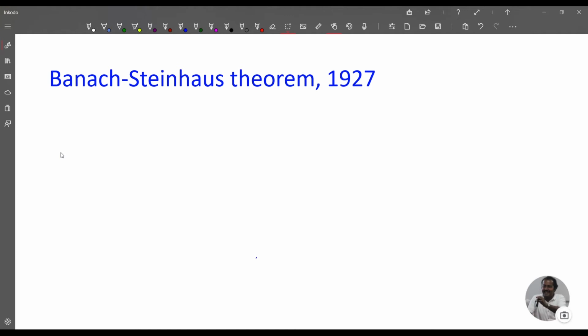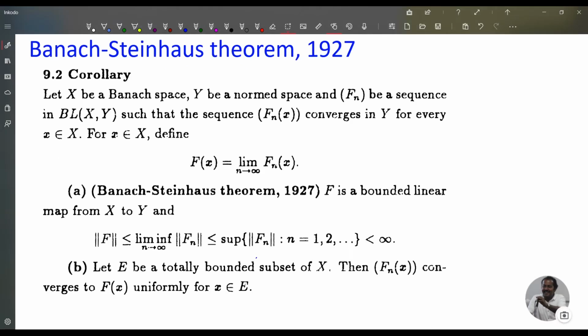In today's functional analysis class, we are going to discuss the Banach-Steinhaus theorem. It is actually a corollary to Theorem 9.1, the uniform boundedness principle. It states: let X be a Banach space, Y be a normed space, and Fn be a sequence in BL(X, Y) such that the sequence Fn(x) converges in Y for every x in X. And for x in X, define f(x) equal to the limit as n tends to infinity of fn(x).